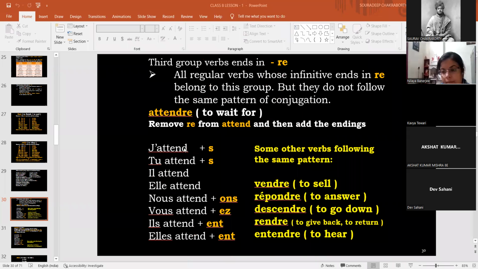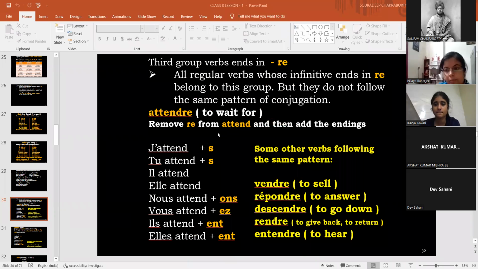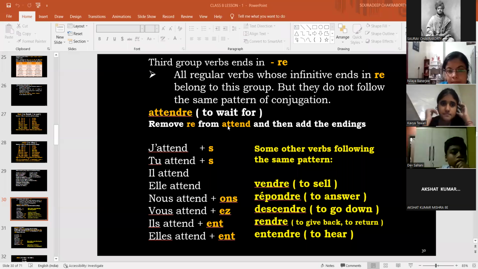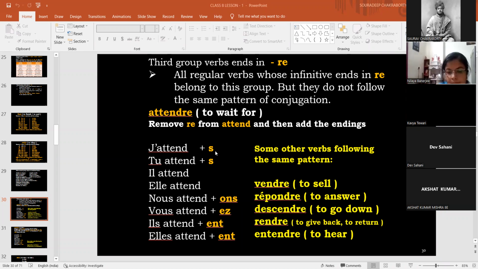Okay. So, attendre, to wait for. Remove RE from attendre. Now, if you remove the last two letters, what is left over becomes the root of the verb. So you can see we have the root a, t, t, e, n, d, and then we add the endings in this way. You need to remember this subgroup in the third group. J'attends, we are adding s here. Tu attends, we are adding s. We'll not add anything in the third person singular form.